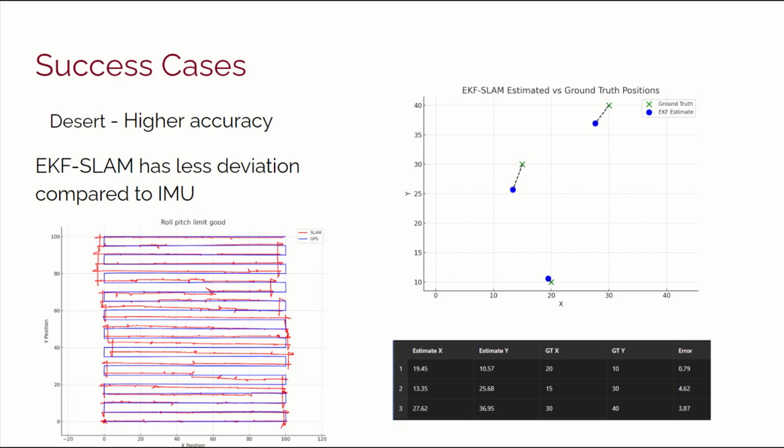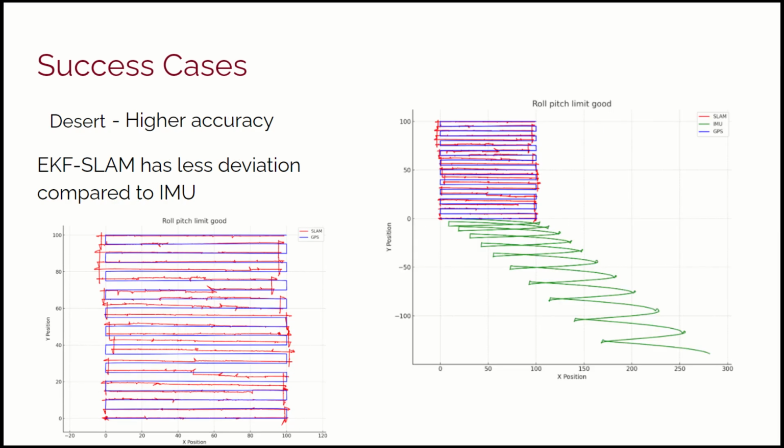On the left, you can see the ground truth GPS path over time, outlined in blue. The red outline represents the SLAM estimated location over time. The IMU's estimated location over time is plotted in green. As you can see, there is some variance in the SLAM data, but it stays relatively bounded to the ground truth. Note that the starting location is the bottom left corner of the square.